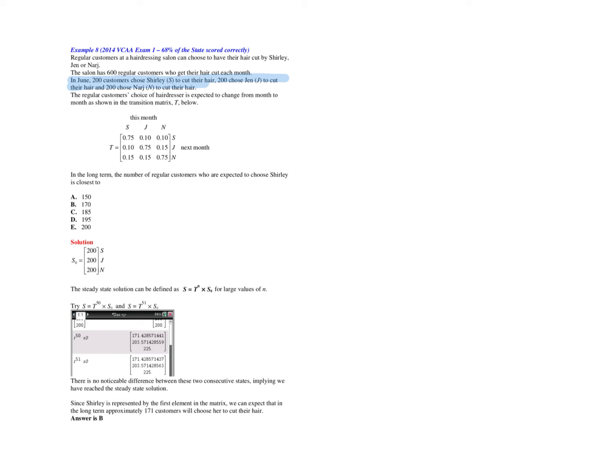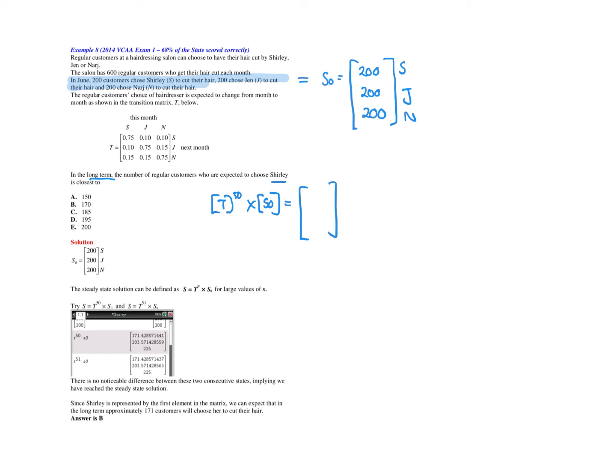Okay, so this is just another example. Customers can choose which hairdresser they want to cut their hair, and here's a transition setting it up, and here in the blue they give you the S0 of what's going on. So you've got Shirley, Jen and Naj, and they all began with 200 each. Then it says in the long term, the number of regular customers expected at Shirley. So all you're going to do is put that transition to a high power, times it by this S0 we created, and we'll see what happens. They've done the working, and down here they end up with 171, 204, and 225.